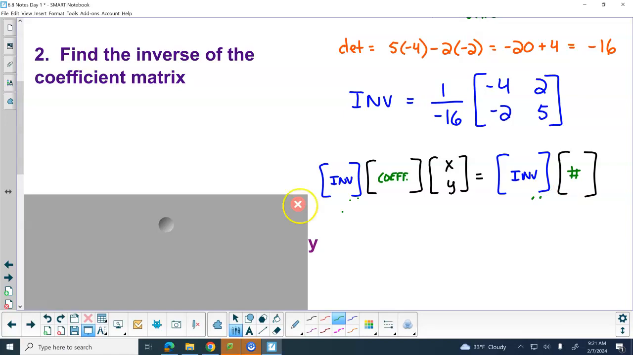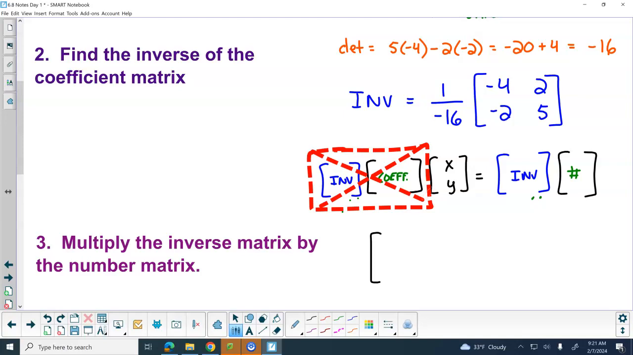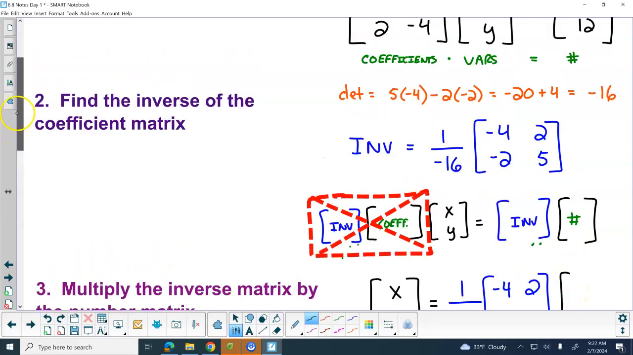Okay? So with that being said, now we're going to multiply our inverse matrix. It's still going to equal these two right here. These two are inverses of each other, so they're going to cancel each other out. That's why we do it this way. So then that leaves me with my variable matrix, x and y, and that's going to equal my inverse, which was 1 over negative 16, negative 4, 2, negative 2, 5, and my numbers matrix was negative 10 and 12.